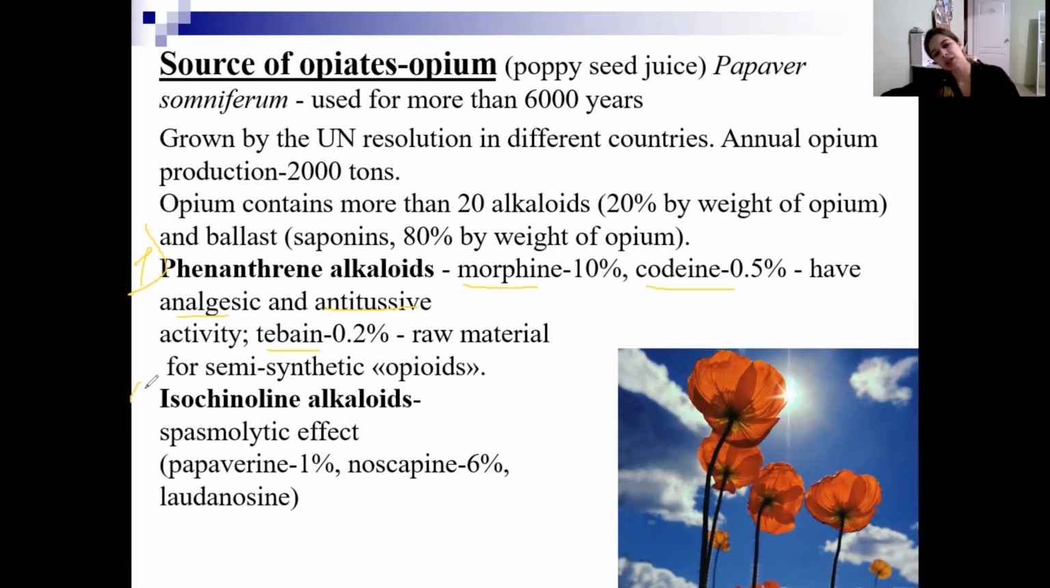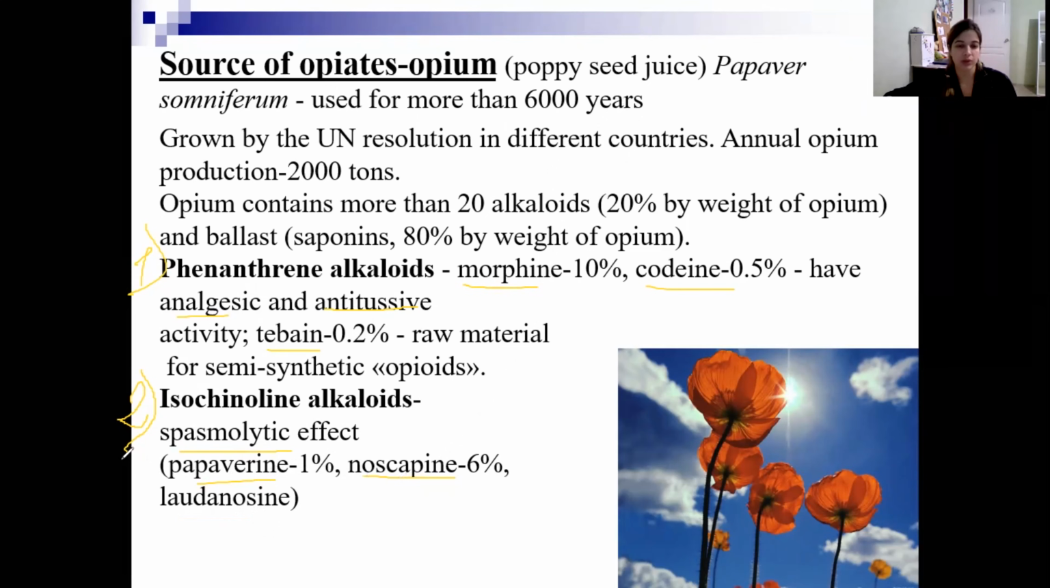And the second group of opium alkaloids are isoquinoline alkaloids. They don't have an opioid effect, they have only a spasmolytic effect. They are papaverine, noscapine, and narcotine.